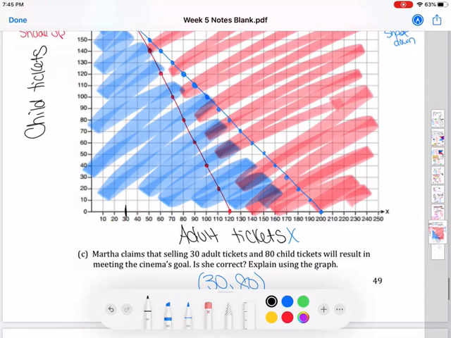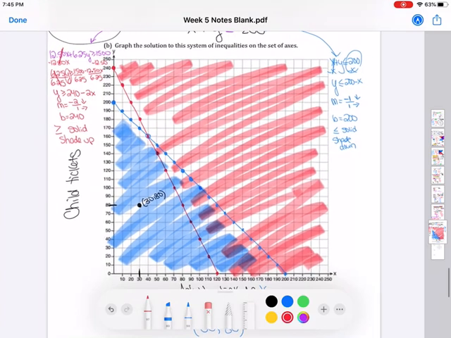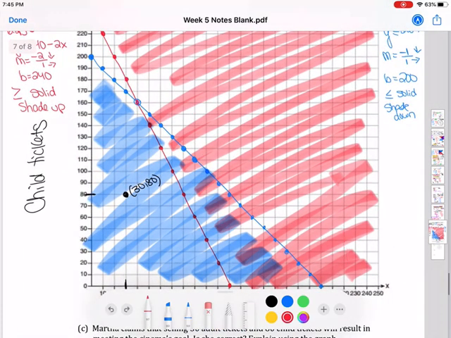So let's find that point on our graph. An X value of 30 is right here. Y value of 80 is right here. So the point (30, 80) is at that black dot right there. Does that meet their goal? Remember, their goal needs to work with both of our inequalities, the red and the blue. Where do they both work?